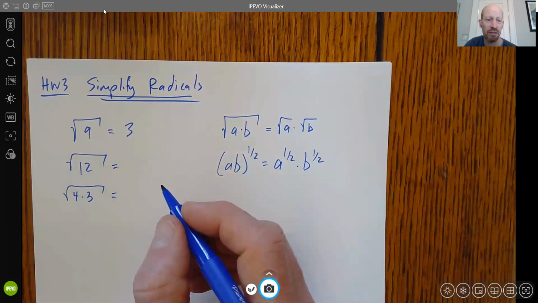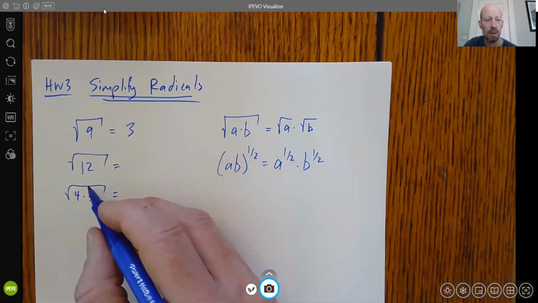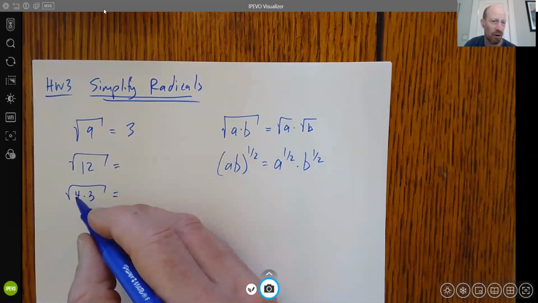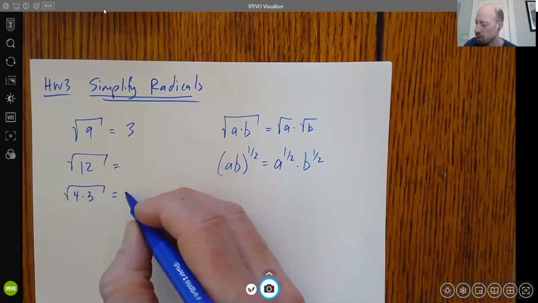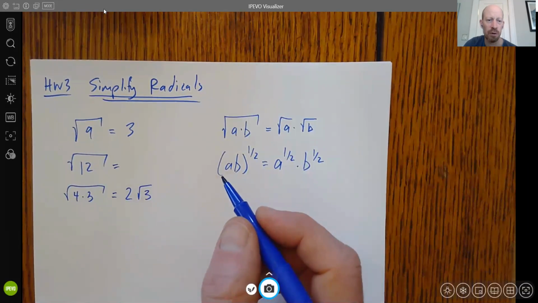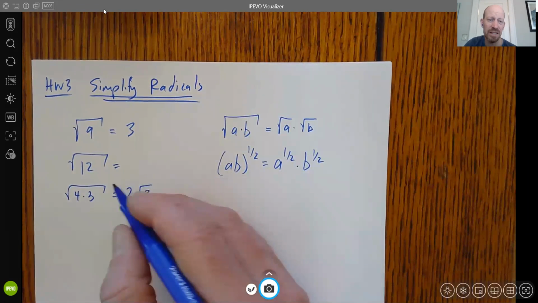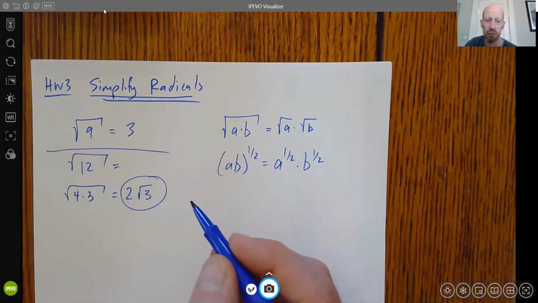A much better way is to factor that as 4 times 3. Because now I know the square root of 4. I don't know the square root of 3. That's not a perfect square, but the square root of 4 is 2. So I can rewrite this as 2 square roots of 3. And this is a simplified version of 12.